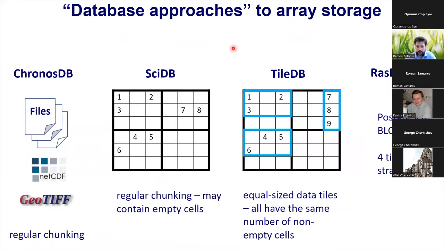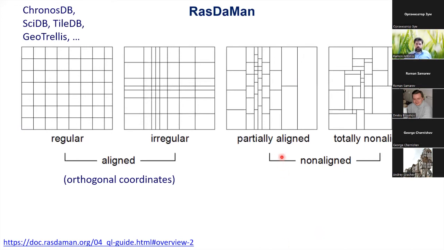Almost all array DBMSs or array storage systems utilize chunking. KronosDB keeps data in diverse file formats, and KronosDB and SciDB use regular chunking. TileDB operates on data tiles that have the same number of non-empty cells to facilitate load balancing. Rasdaman stores array tiles in blobs and provides 4 tiling strategies: regular, used by most systems, irregular, partially aligned, and totally non-aligned. This is the set of tiling strategies supported by Rasdaman. The documentation gives some hints on what strategy to use, but it's up to users to pick a strategy and its parameters for better performance.